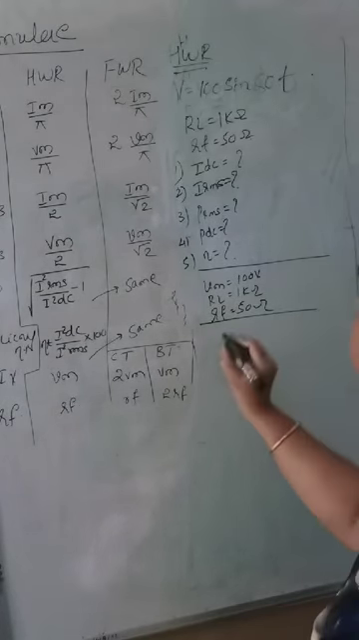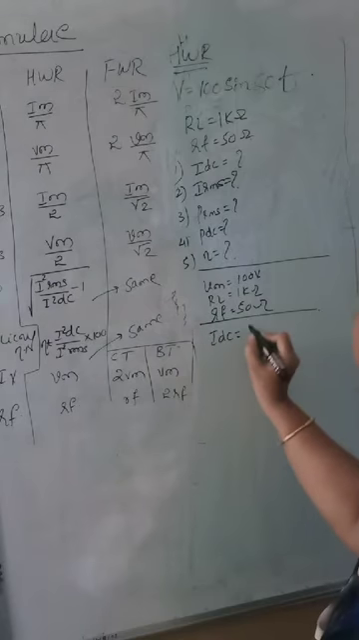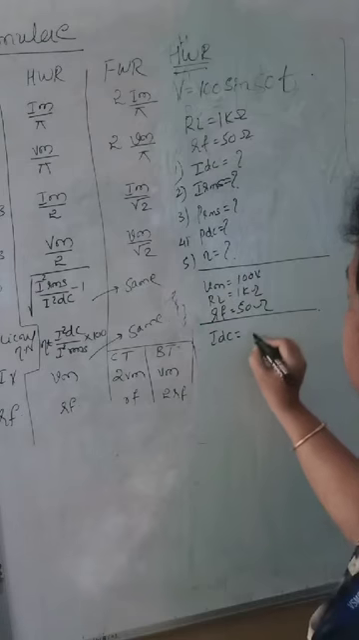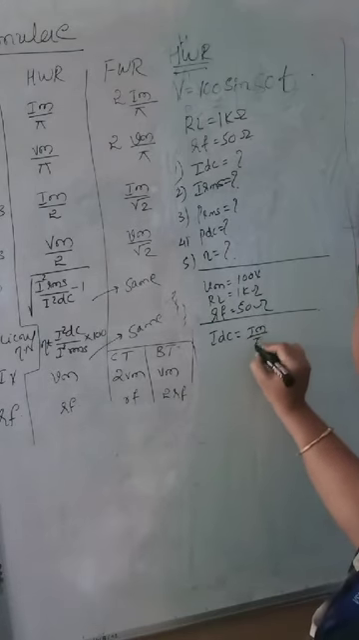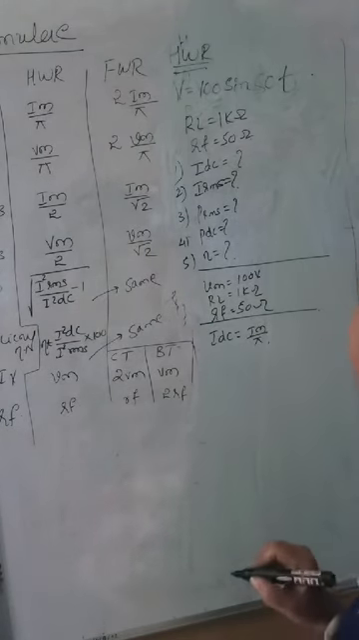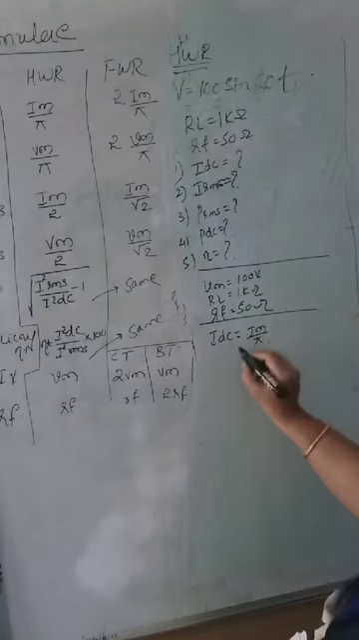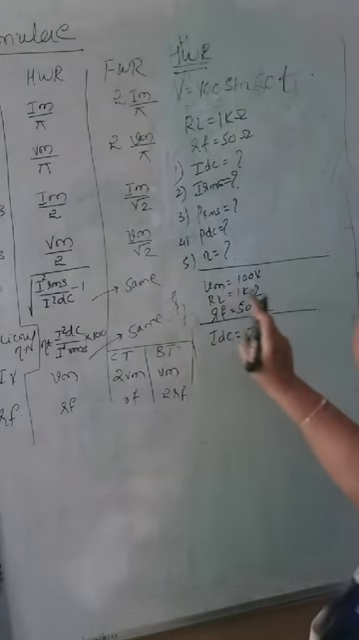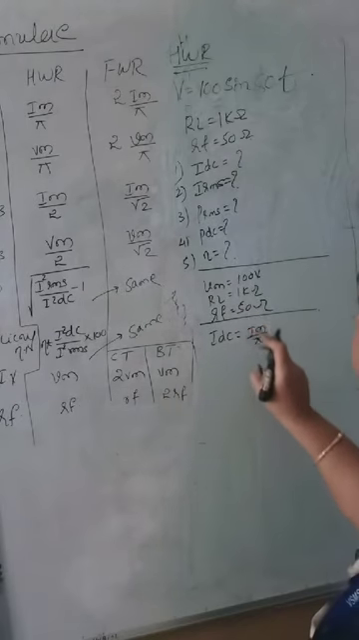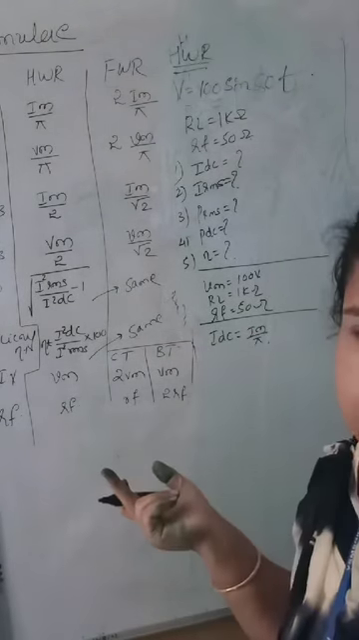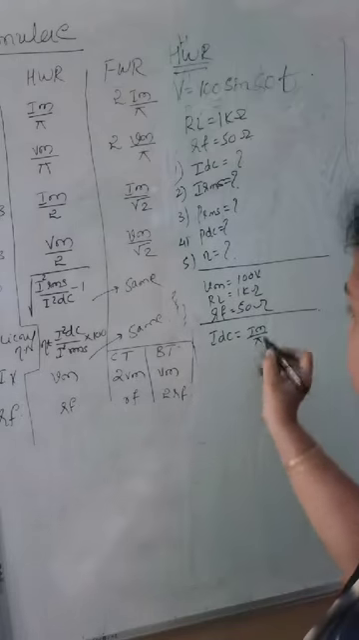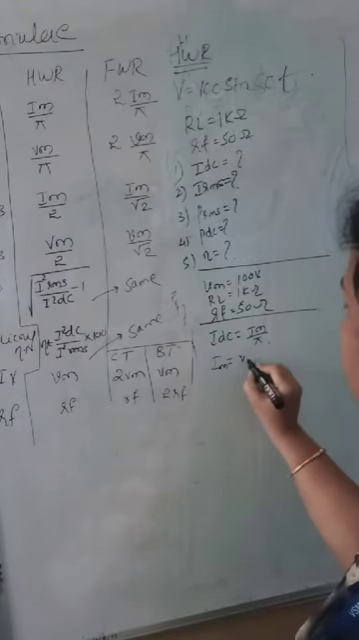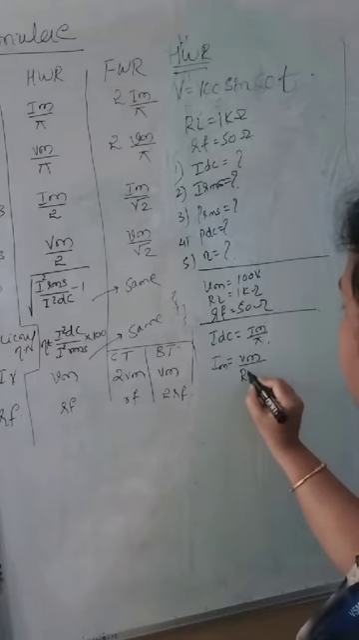Now finding IDC. What is the formula for IDC in half wave rectifier? IDC is Im by pi. We don't know Im. Vm they have given, we don't know Im. How to find Im from Vm? Ohm's law. I is equal to V by R. Im is equal to Vm divided by R.